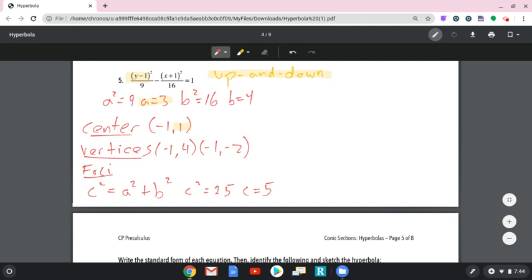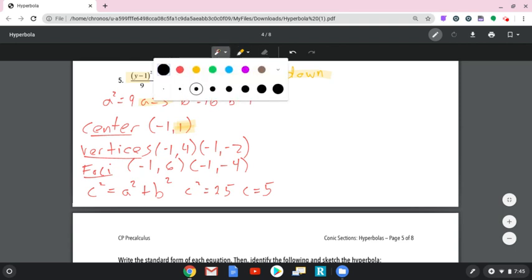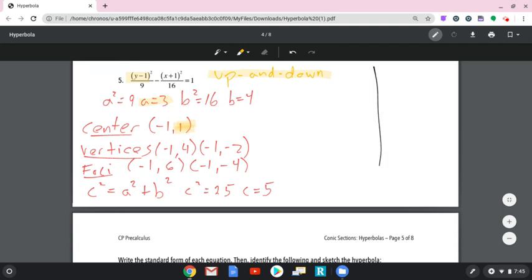That value is what I'm going to add to the y value of my center. So I'm going to have negative 1, 1 plus 5 is 6. Negative 1, 1 minus 5 is negative 4. And remember, I am adding to and subtracting from the y value of my center. And the reason I'm using the y value is because it's an up and down hyperbola. Good job, guys.